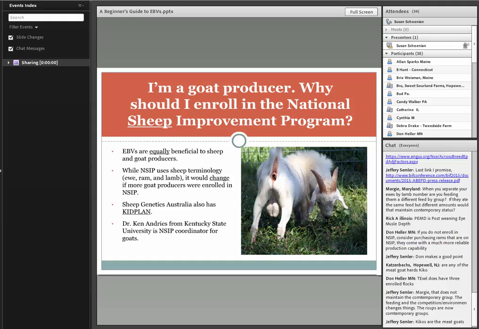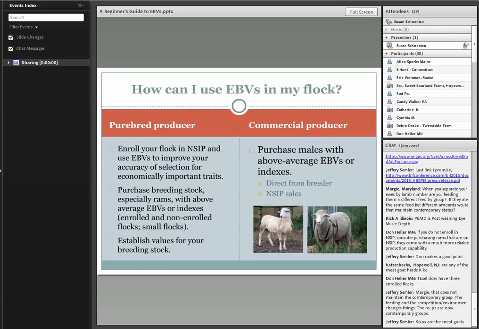The coordinator for the meat goats, I don't think we have any fiber goats in it, is Dr. Ken Andrews from Kentucky State University. So every breed has a coordinator, and goats have a coordinator. So Ken Andrews from Kentucky State University is a coordinator. If you're interested, I highly recommend that you contact him. Ken also does on-farm performance testing, where if you send him your data, he will calculate the adjusted weaning weights for you. But like I said, we have 5 meat goat herds.